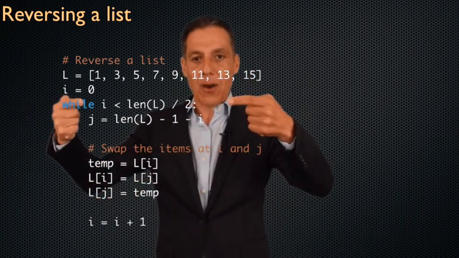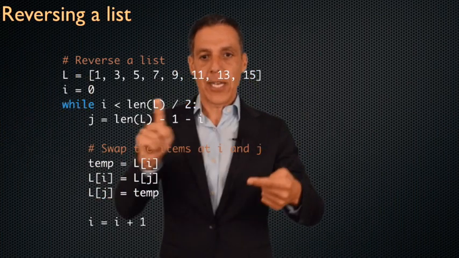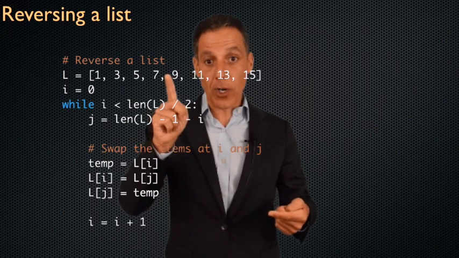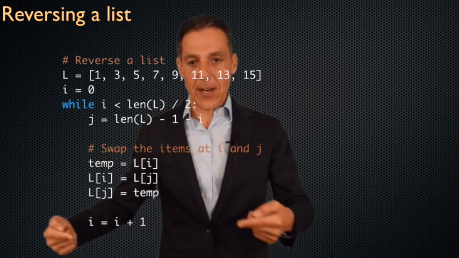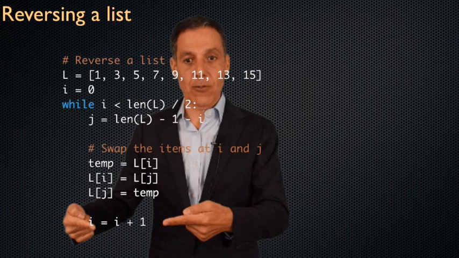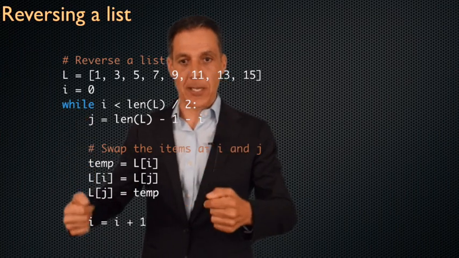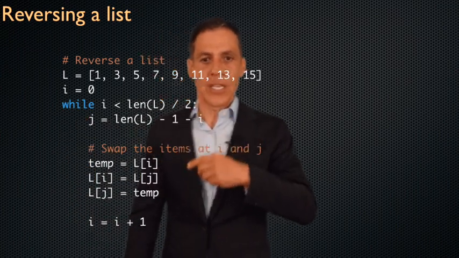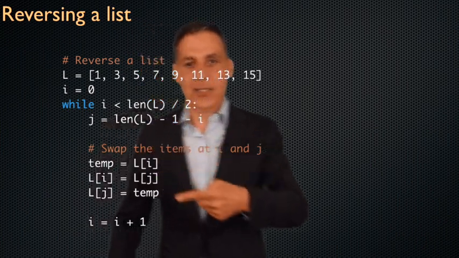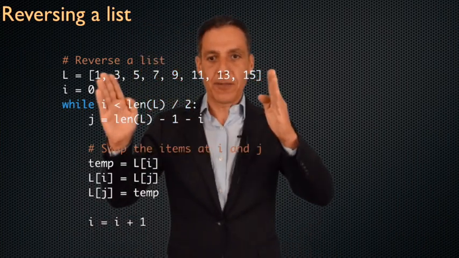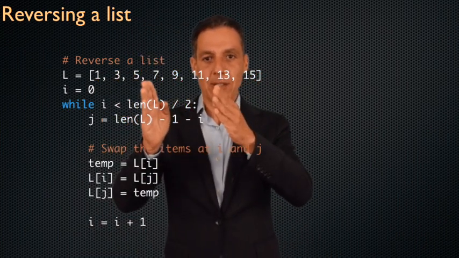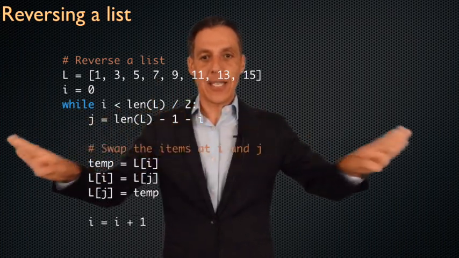So I now will take on the value 0, and it will stop at 4, actually at 3. And then, of course, on each iteration, I will be I plus 1. I'll fill this in a minute. Okay, good. So this looping construct is going to swap 1 and 15, 3 and 13, 5 and 11, and then 7 and 9, and stop.